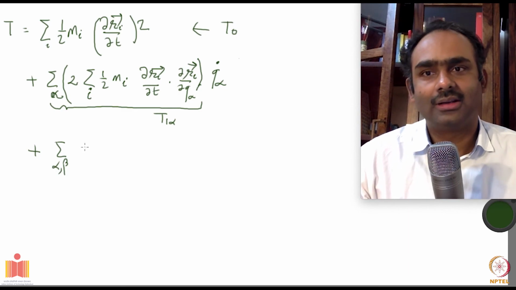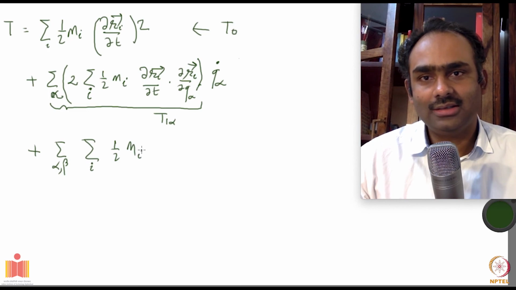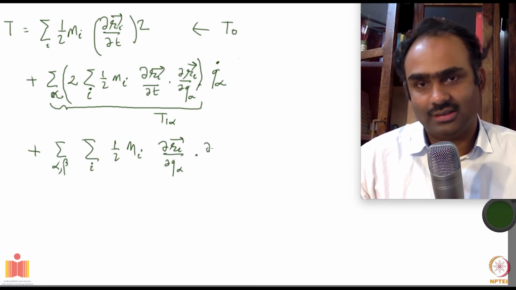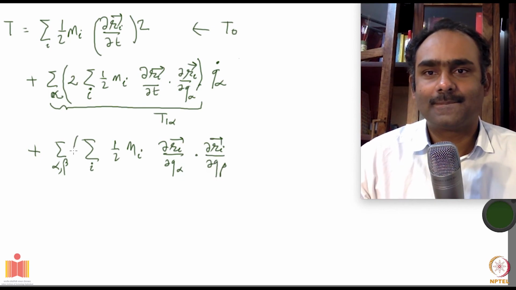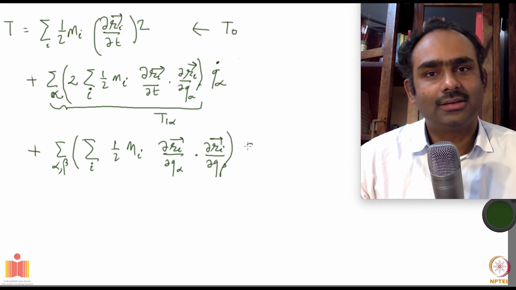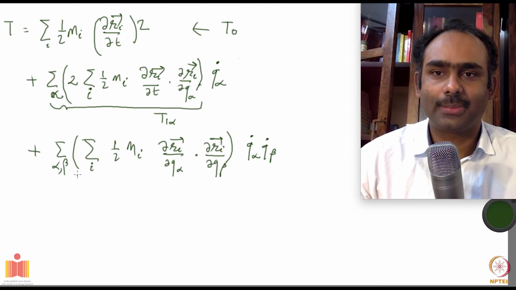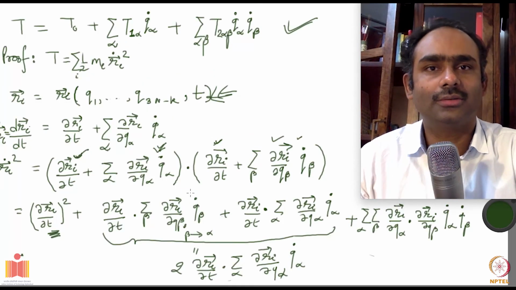Plus the term which is quadratic in velocities, and here you will have summation over alpha and beta, then summation over I, half mi, and we had delta Ri over delta Q alpha, delta Ri over delta Q beta. Very good. Q alpha dot Q beta dot, and this is what this piece is, T2 alpha beta. Let's see, what did we call T2 alpha beta?